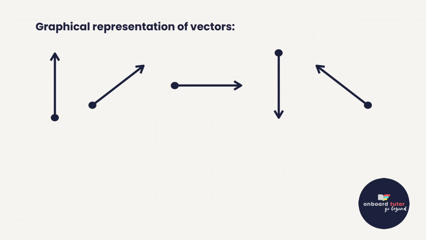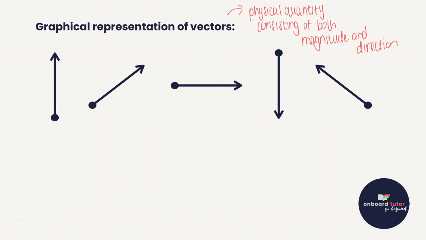Now, as you can see, we have a few arrows pointing in different directions. Doesn't this remind us of what the definition of a vector actually is? Let's recall that first. So we know now that a vector is a physical quantity consisting of both magnitude and direction. When dealing with the graphical representation of vectors, this is really what each arrow represents.